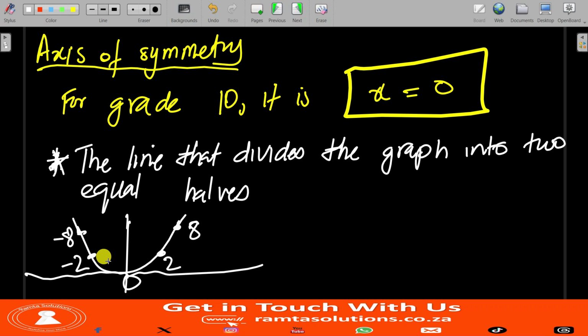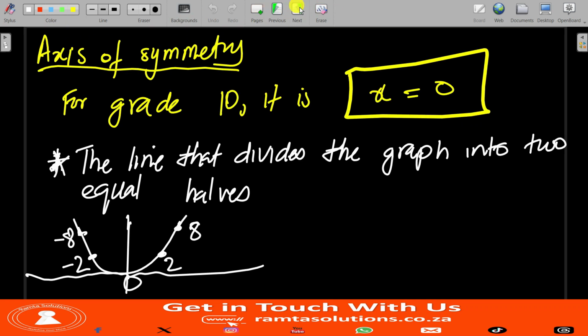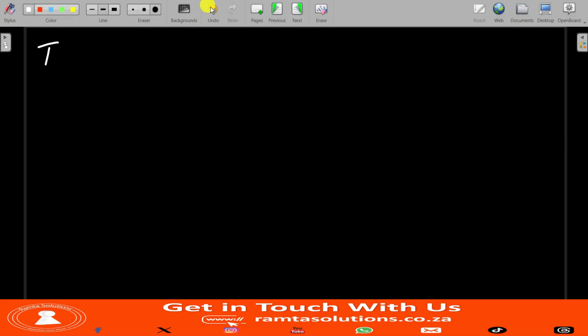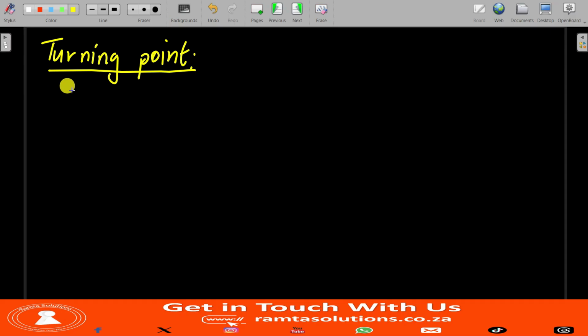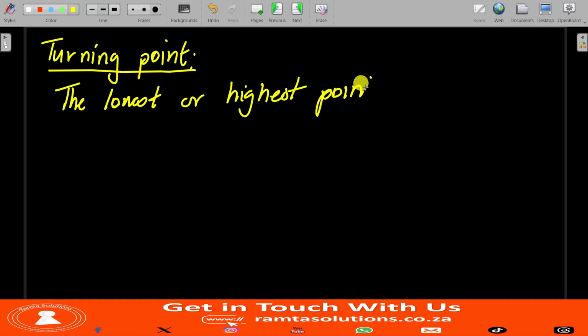Now, let's look at the turning point. What is this? This is where the graph changes concavity. Actually, it doesn't change concavity. This is the lowest or highest point of the curve. I want to say graph, but it's okay to say curve as well.